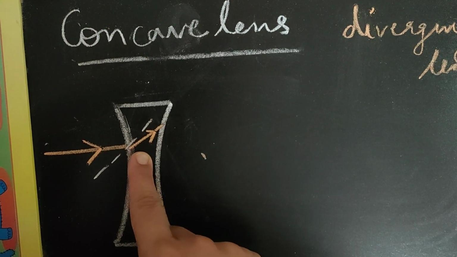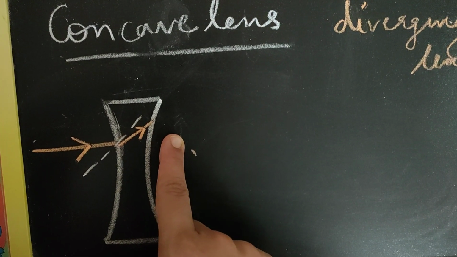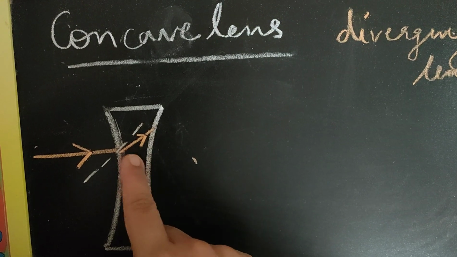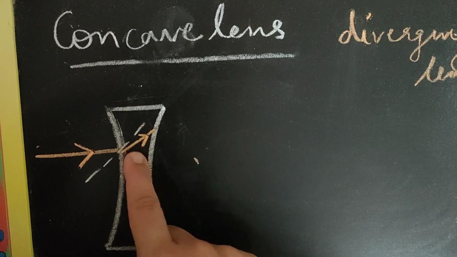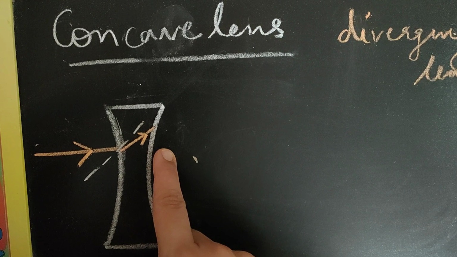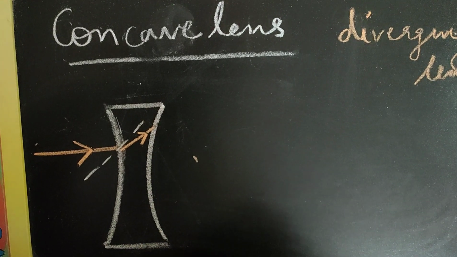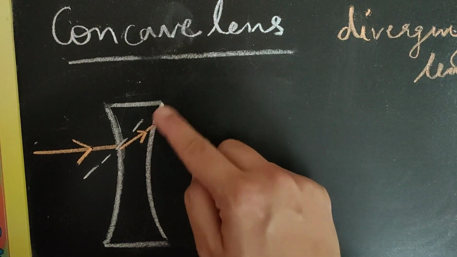And again, when the light ray is about to move out of the glass lens, where it is going from a denser to a rarer medium, it will speed up and it will go away from the normal. When we draw the normal in this case, this is the spherical surface.